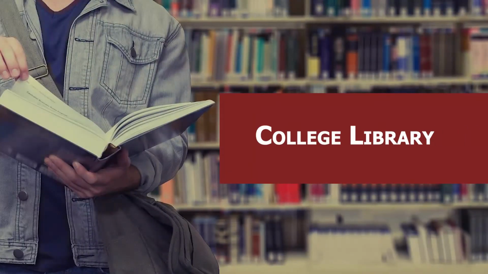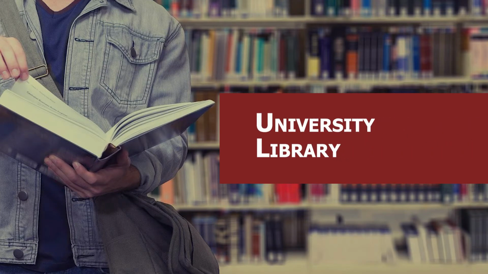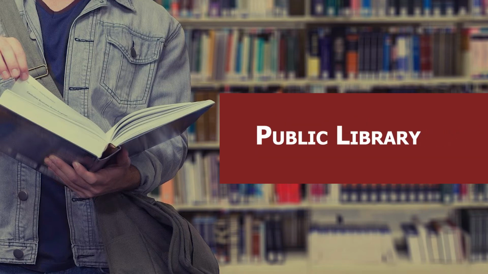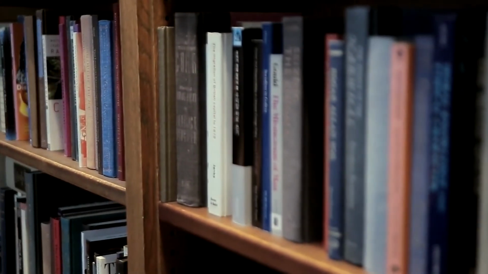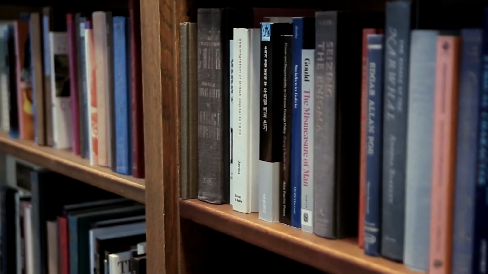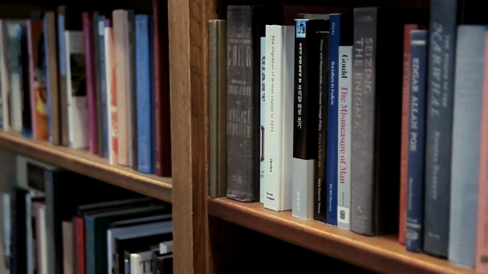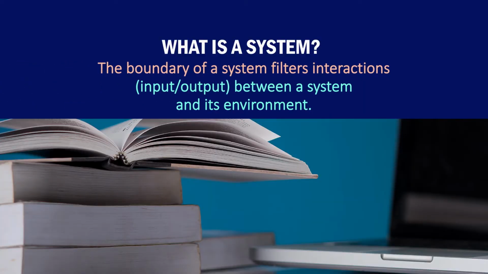For example, a college library. The role of the college library is to support the objective of that particular college. Similarly, university library, public library, in all cases, their parent organization definitely has a set of objectives, and the duty of the library is to support achieving those objectives. Now, a system normally works within a boundary, and the boundary of a system filters interaction, that means input and output, between a system and its environment.